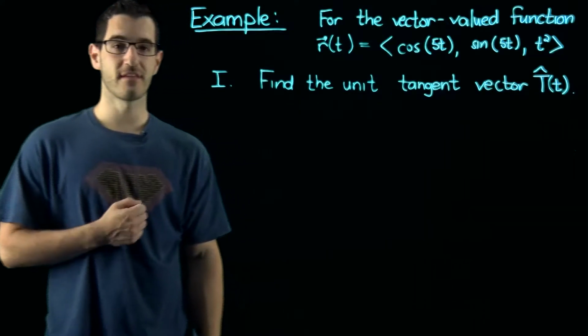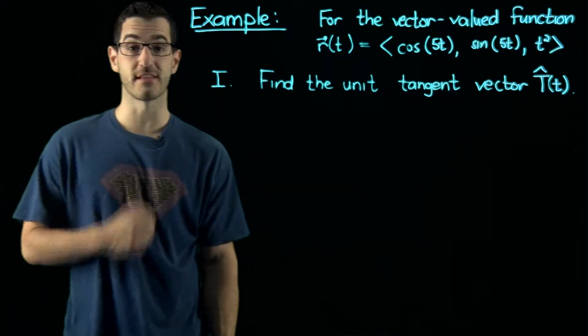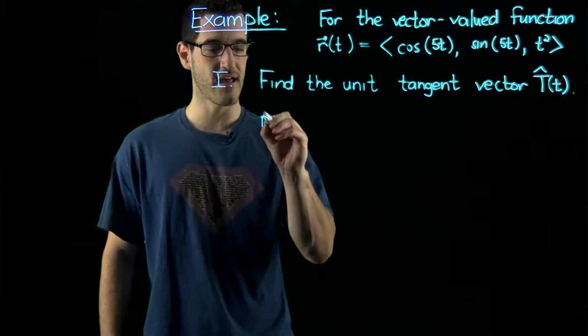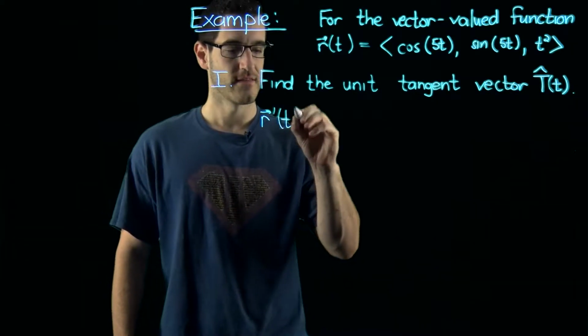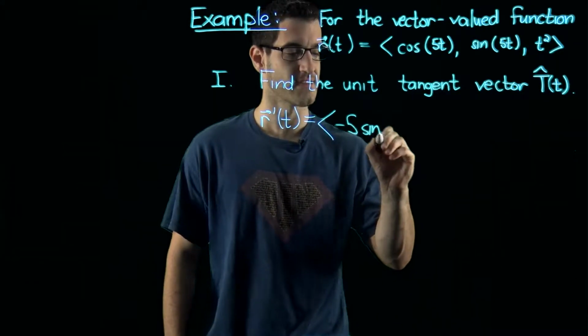All right, so for the vector-valued function that we were looking at before, we're now going to find the unit tangent vector. So the first thing that we should do is actually calculate the derivative. That's not difficult to do. All we have to do is differentiate each component separately.